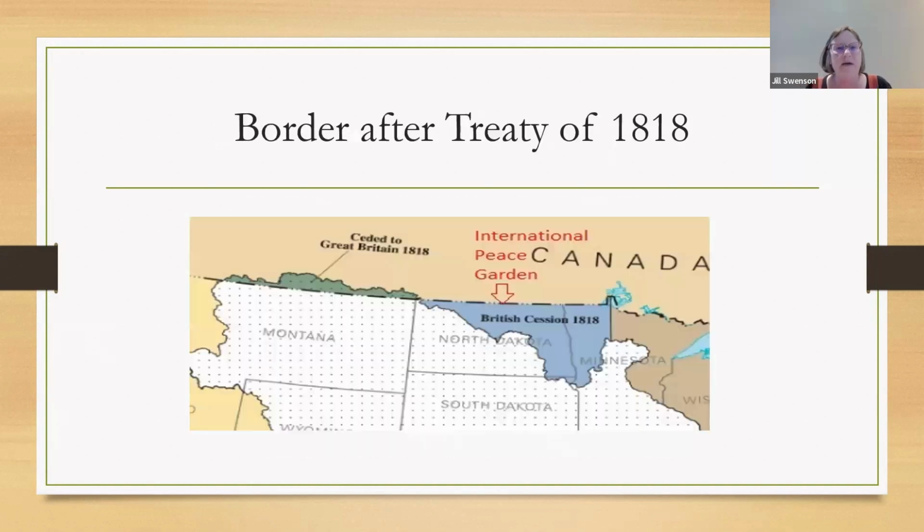Following the Treaty of 1818, the border between the United States and British North America was redrawn. So in that previous map, you see Rupert's Land came all the way down here, most of the upper quadrant of North Dakota and the upper northwest part of Minnesota, what would become Minnesota. The border was redrawn, and the line goes along the 49th parallel. The British Crown agreed to cede this territory to the United States.